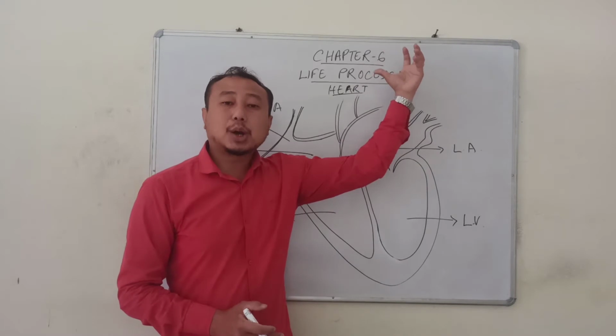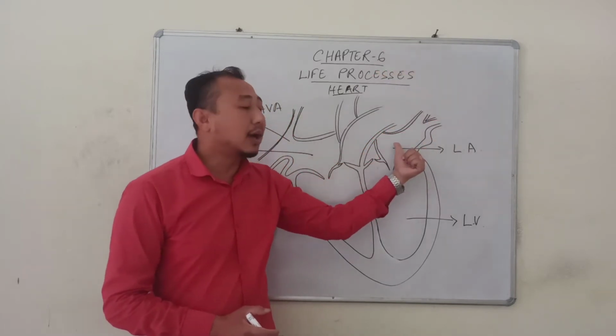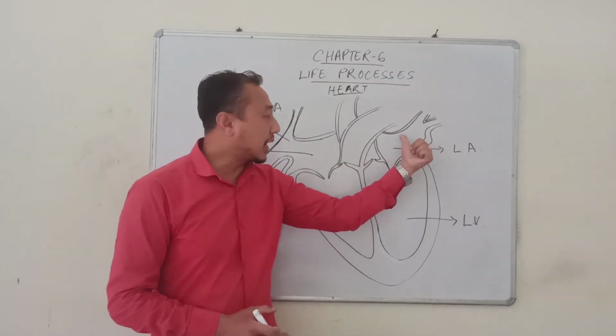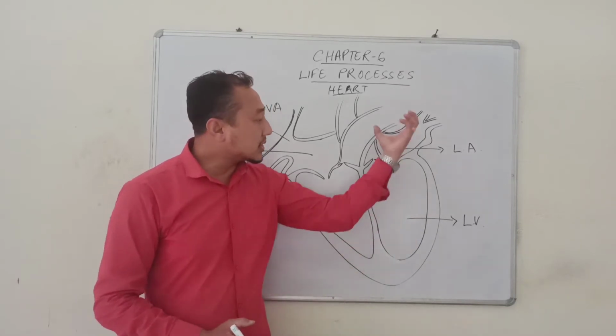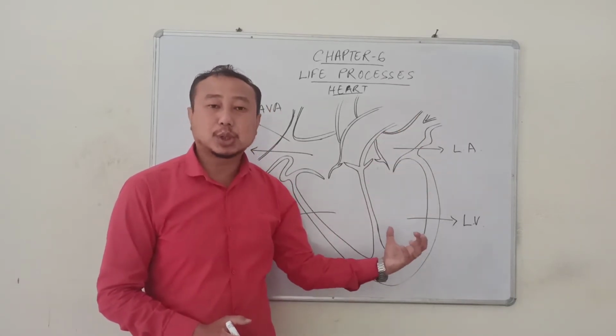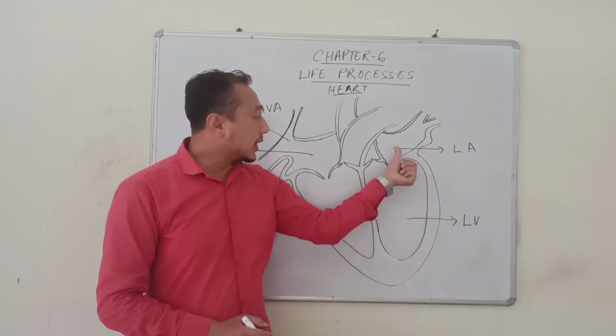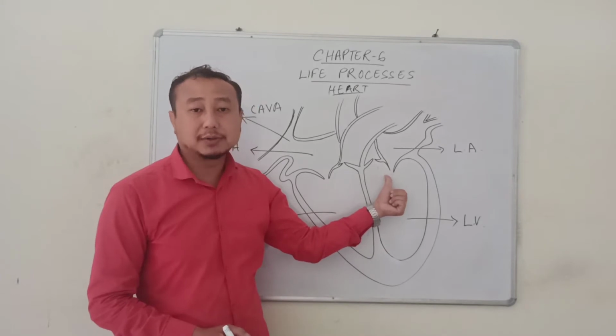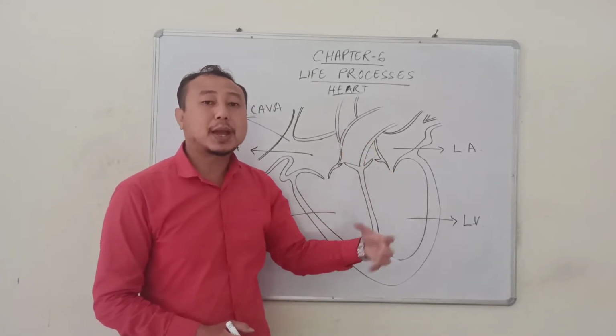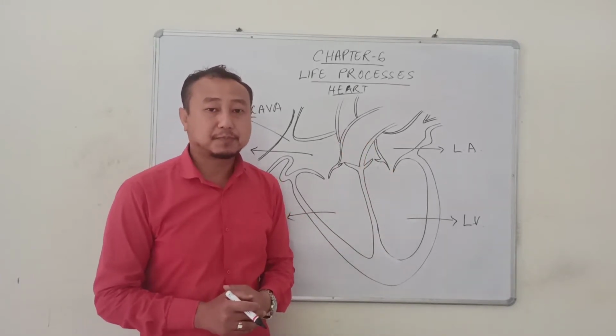From the lungs, the oxygenated blood will be brought to the left atrium, and from the left atrium, it will be sent to the left ventricle. So this left side of the heart contains oxygenated blood. In between the left atrium and the left ventricle also there is a valve so that the flow back of the blood can be prevented.